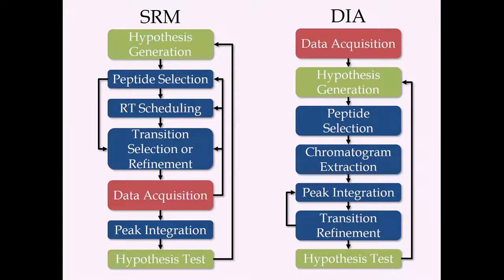In the case of data-independent acquisition, in theory, you collect your data. You generate a hypothesis. You look for a set of peptides in your data, and you go through this chromatogram extraction, peak integration, transition refinement, and then you generate new hypotheses, but you go back and reanalyze the data again. So this is particularly valuable, right?